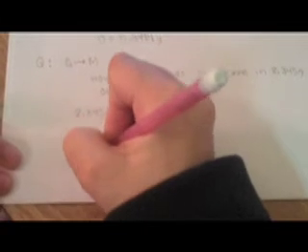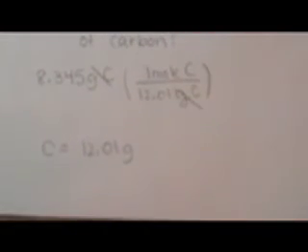Since we don't know what that is off the top of our heads, we're going to go to the periodic table again and see that carbon is equal to 12.01 grams. So 12.01 grams of carbon is equal to 1 mole of carbon. So we put this on the bottom. Then we see here that grams of carbon and grams of carbon cancel out.